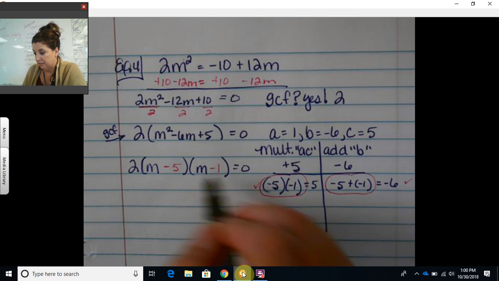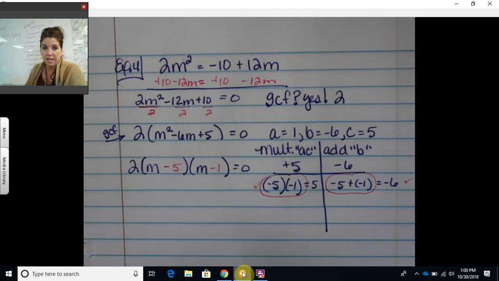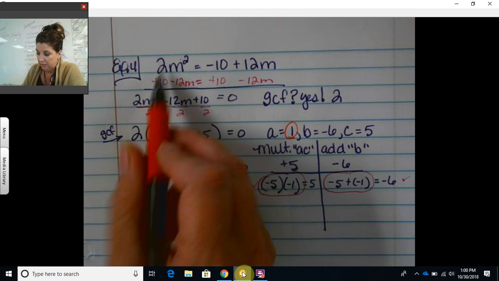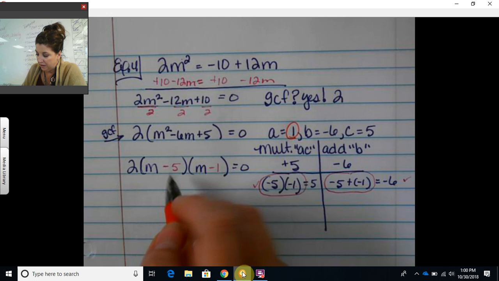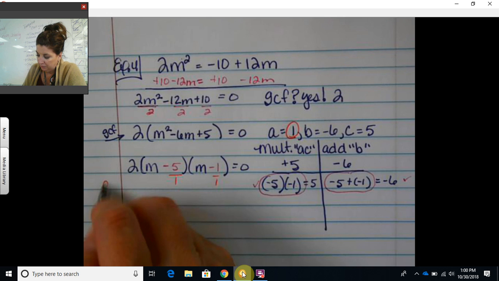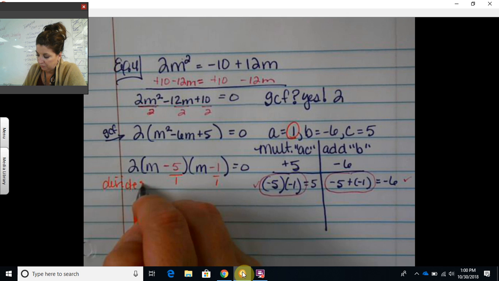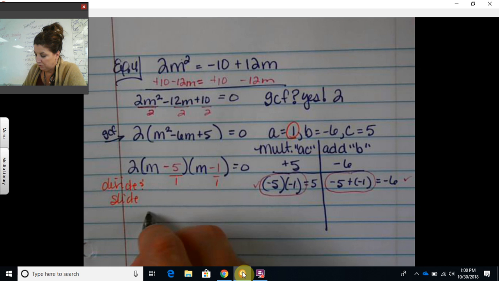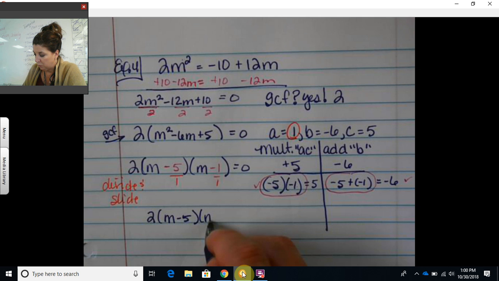And don't forget to divide and slide. Now in this case, we're dividing and sliding by 1, not the original A of 2, okay? But look at your GCF. If I divide and slide by 1, is that going to change anything? No. So if you don't divide and slide when A is 1, again, it's okay. It's not going to change anything. So my factors are 2, m minus 5, and m minus 1.